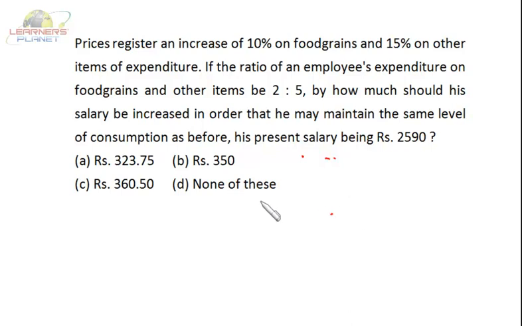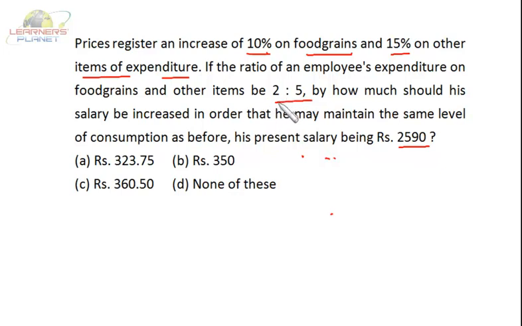Now let's see this problem. Prices register an increase of 10% on food grains and 15% on other items of expenditure. If the ratio of an employee's expenditure on food grains and other items is 2:5, by how much should his salary be increased in order that he may maintain the same level of consumption as before? His present salary is 2590. Friends, we have to find out his new salary.